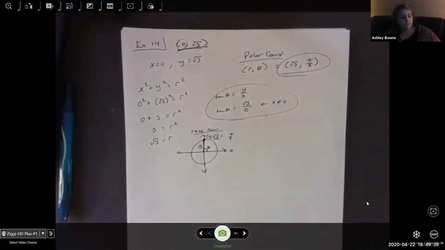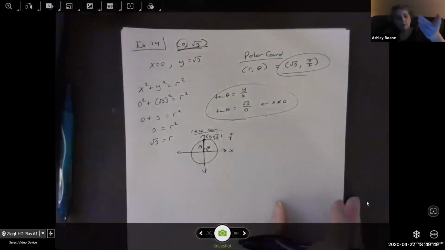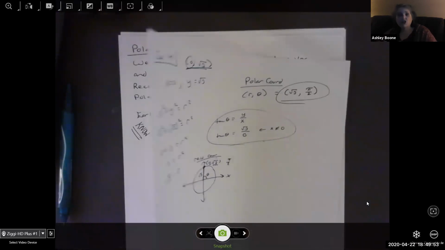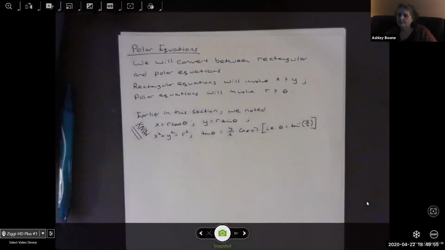So that one was a little bit different. We had to know where the point was to go for it. So try converting between rectangular coordinates and polar coordinates. Remember all of the things that we've used, and you want to make sure you know them.